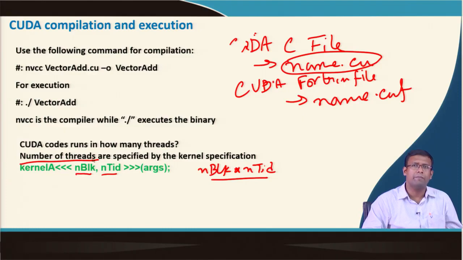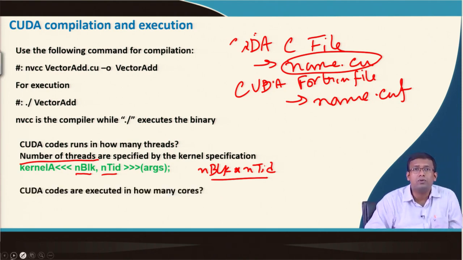For MPI you specify the number of processes in the run command. For OpenMP we specify the number of threads through the environment variable setup. We cannot do that in CUDA. In CUDA it has to be hard coded inside the program that this is the number of threads we are going to launch. So, if you want to change the number of threads, you have to change these arguments.